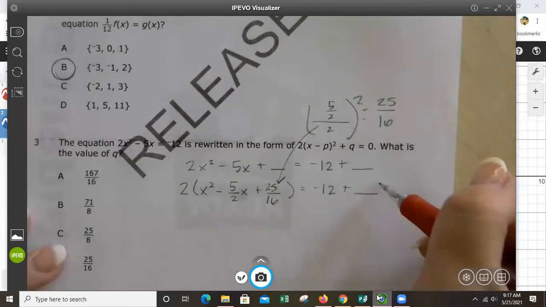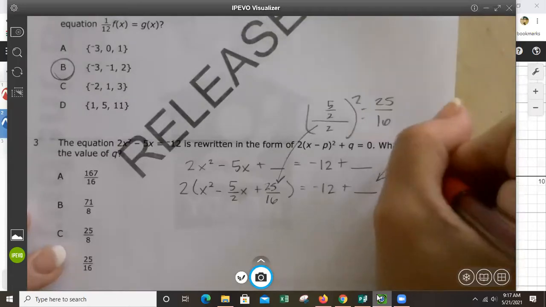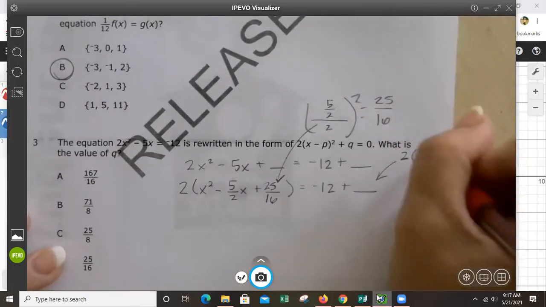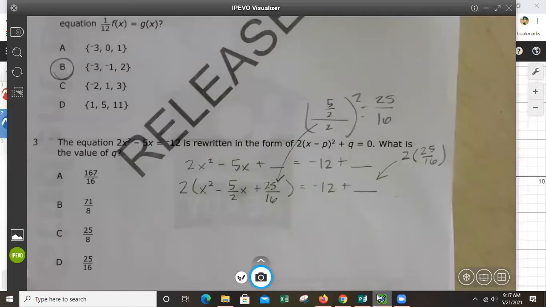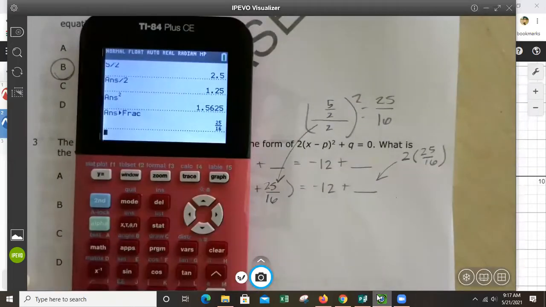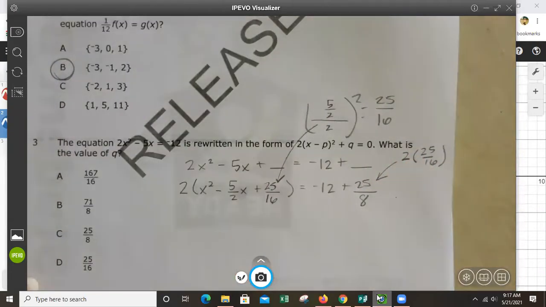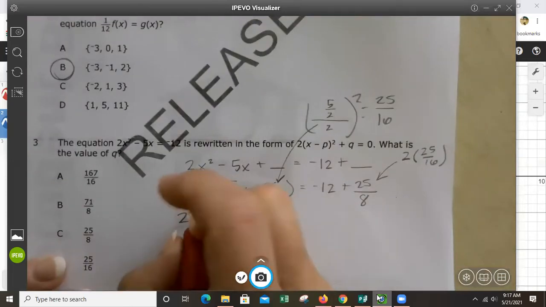Now, remember how I get this blank: I multiply what I took out times what I put in. So times 2, and we get 25/8. And again, it's all calculator active, so you don't have to worry about anything. But again, I would use fractions to make it a little bit easier for yourself. So the 2 is fine.